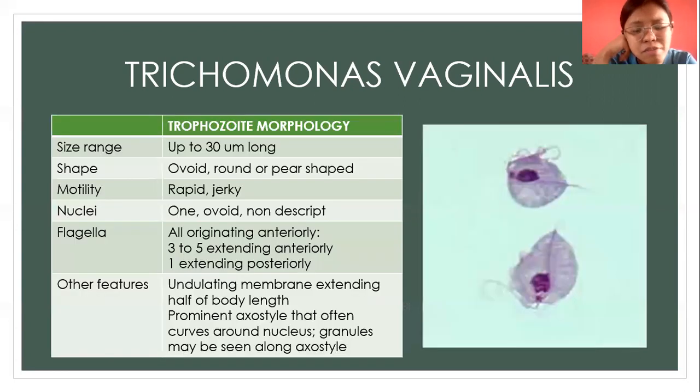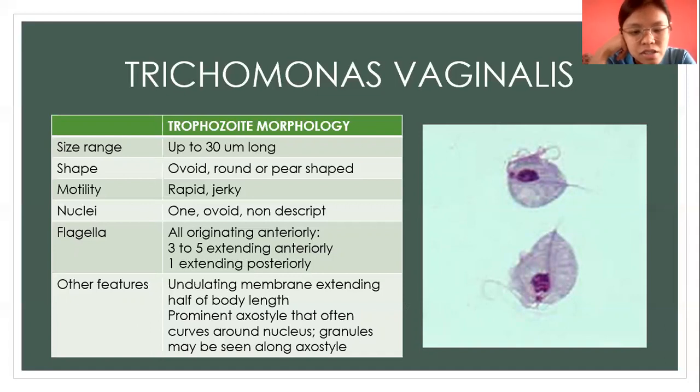Okay, so trophozoite morphology, up to 30 micrometer long. So it is ovoid, round, or pear-shaped. And the motility is rapid, jerky. So one ovoid, nondescript nuclei, and lahat ng flagella niya is originating anteriorly. So 3 to 5 anteriorly and 1 extending posteriorly.